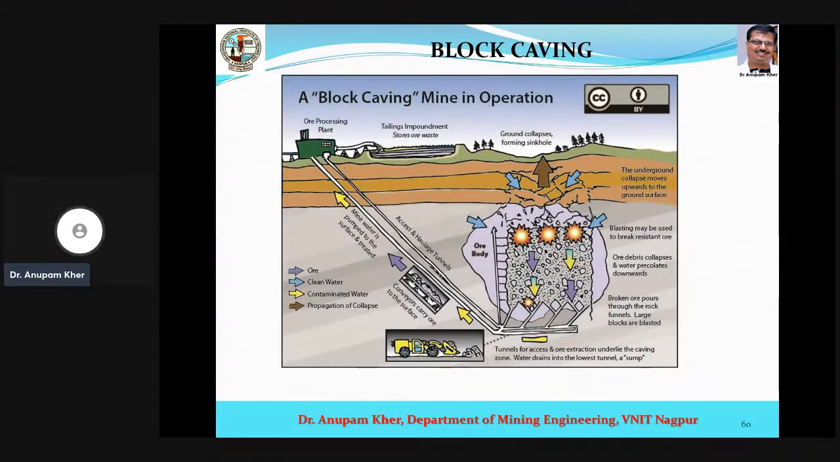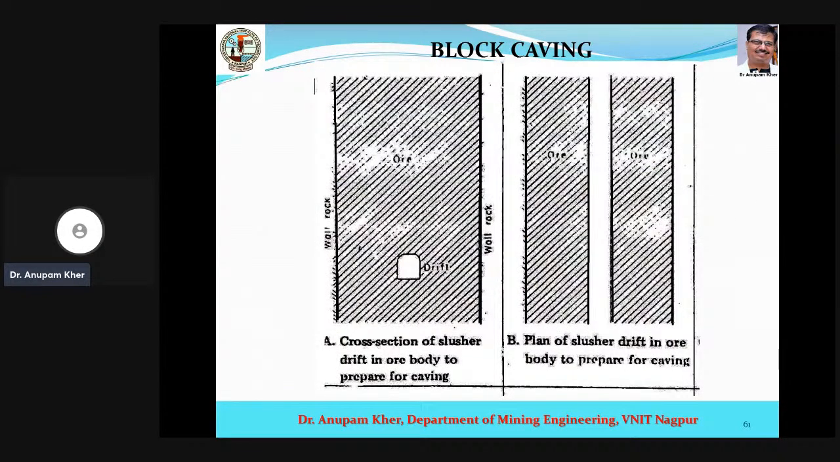Another classical method, a very highly productive mass mining method, is called block caving. So what we do here, if you see the plan view, this is the side view, this is the section, that one drift is created in between the ore body. This is the plan on the right side. This is the plan of it. This is how this drift is across the strike length of the ore body.